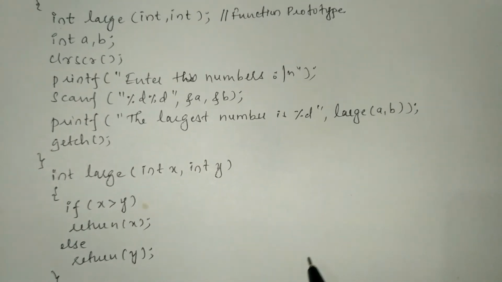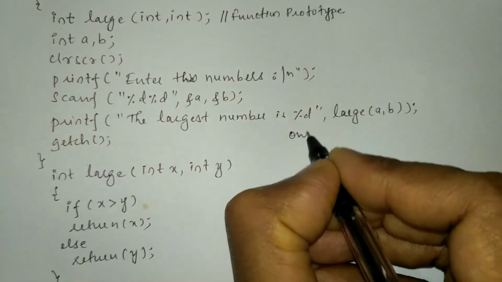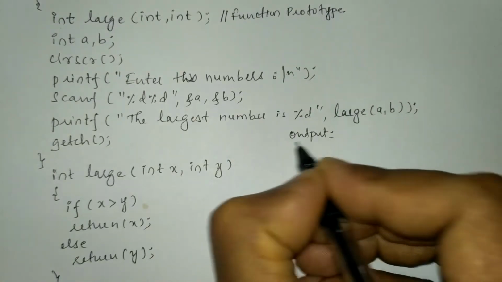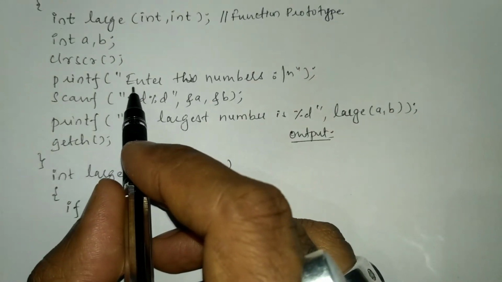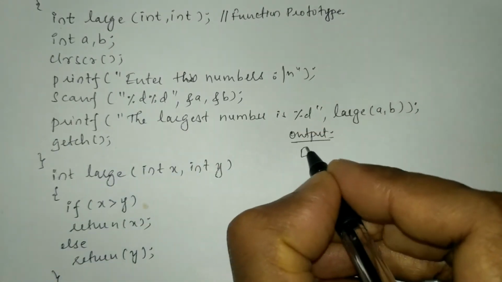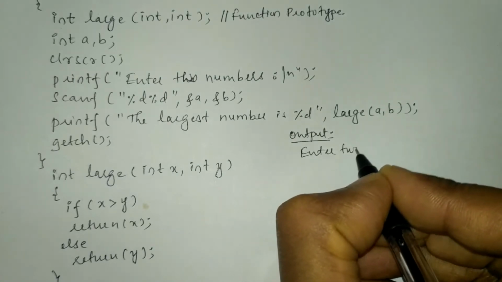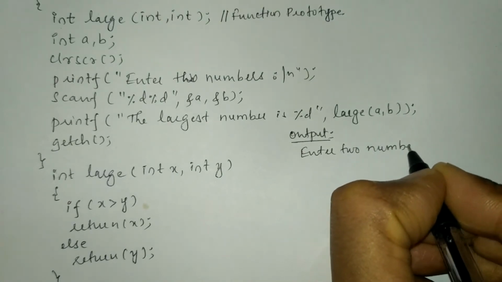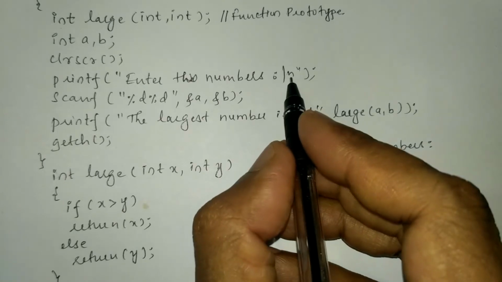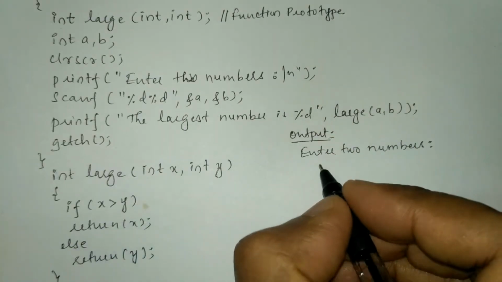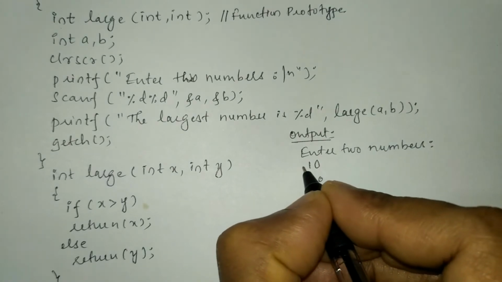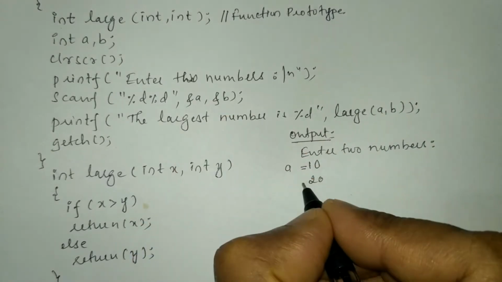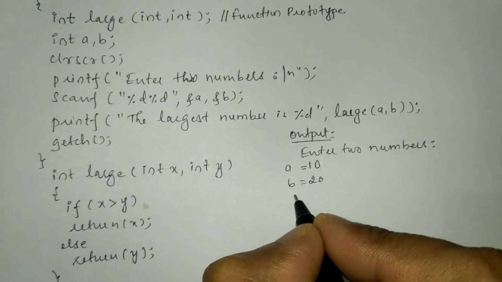So let us take an example. Here I'm going to write output. So when we compile and run this program, it will ask the user to enter two numbers. So, enter two numbers. Because of this backward slash n, the cursor comes down to the next line. For example, I'm going to enter 10 and 20. So 10 will be stored in variable a and 20 will be stored in variable b.